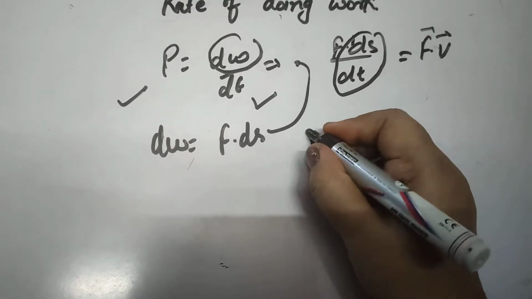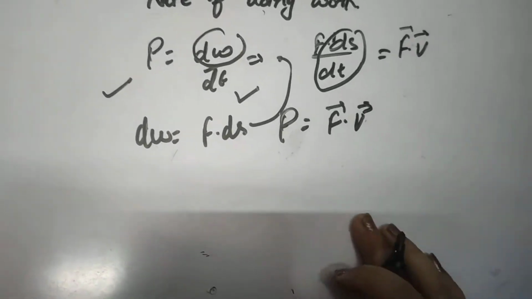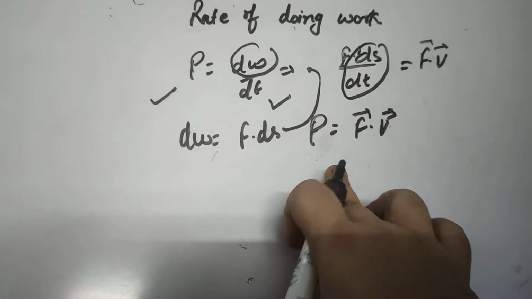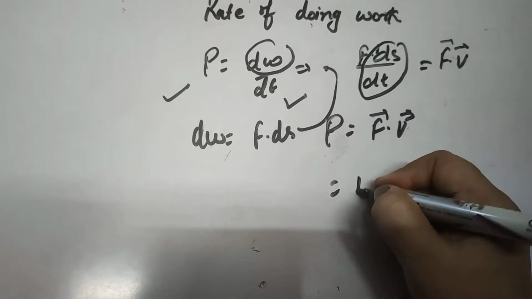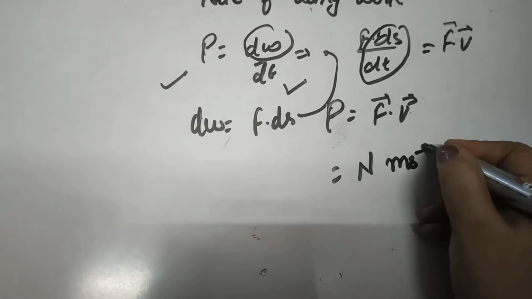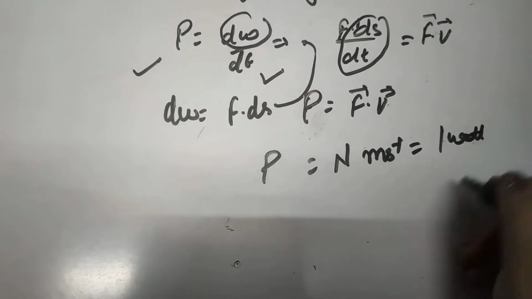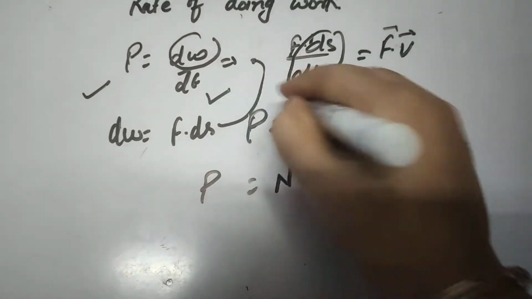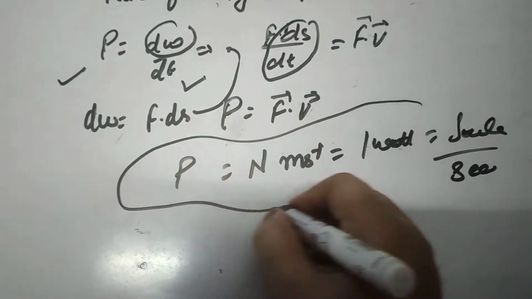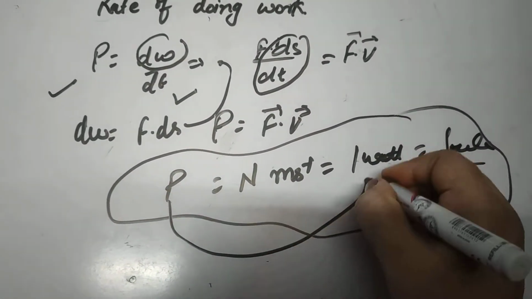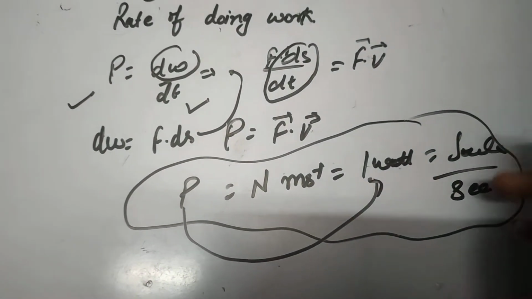So power can be written as P is equal to F dot v. So again it is a dot product of two vectors, so power is also a scalar quantity, and its unit can be written as Newton meter per second, and it is represented in watt, that is equal to joule per second, since work done is measured in joule. Okay, so these are the units for power. Power's commercial unit is watt or kilowatt hour. So here watt is equal to joule per second.